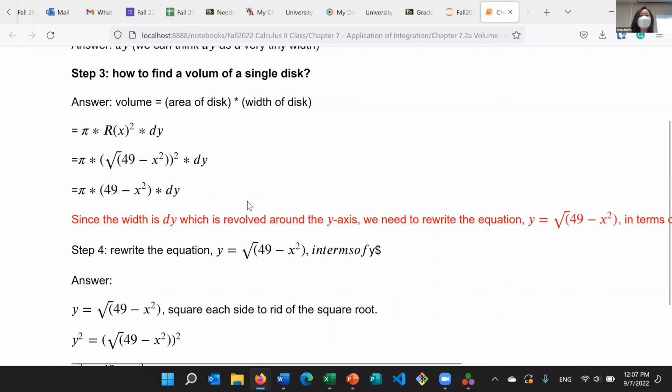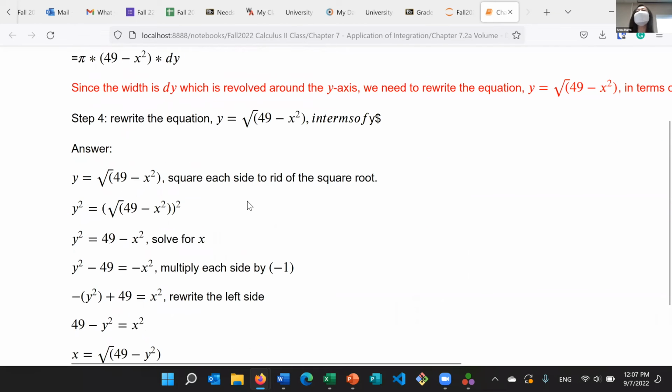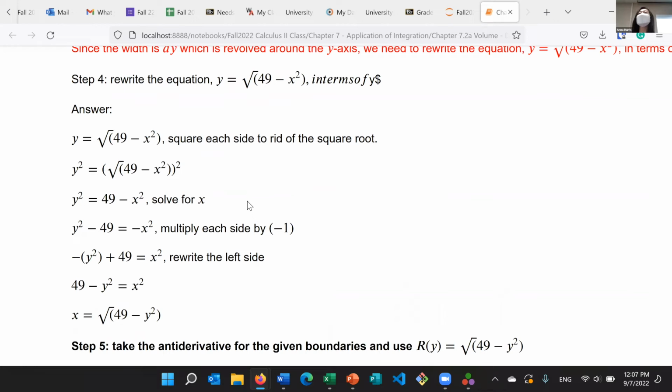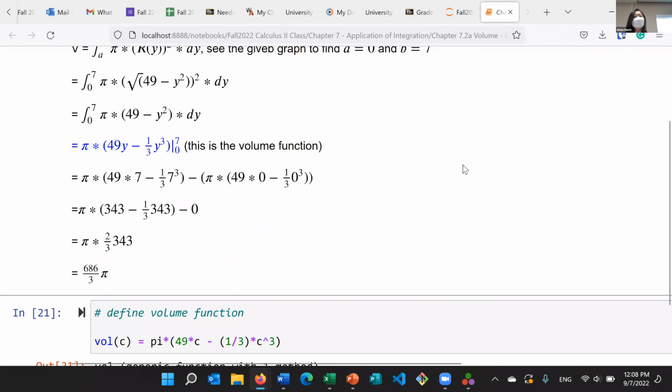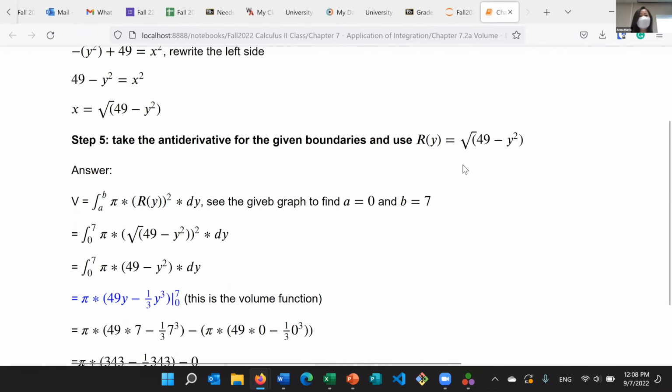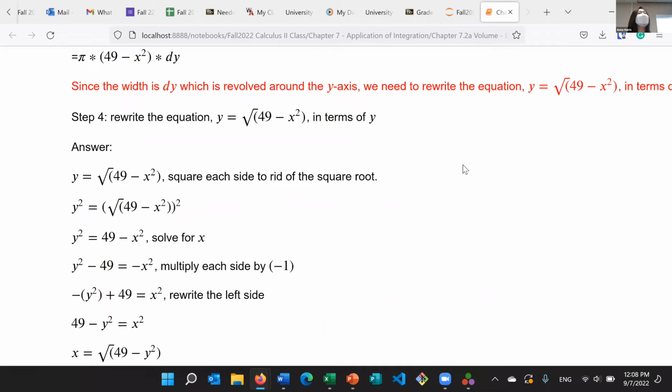Now, what's my next step? Okay, rewrite the equation. Y is equal to square root of 49 minus x squared. Why? Okay, so this is another problem we have here. Okay, in terms of what? Y. Right, in terms of y. The reason is what? All the variables need to be what? Y, because your width is what? dy. So rewrite it then. Y equal to square root of 49 minus x squared. And then you're gonna do, what do you have to do?